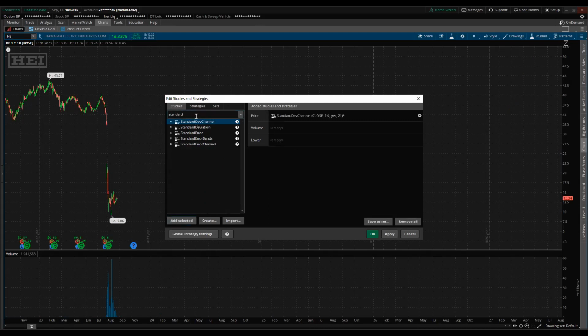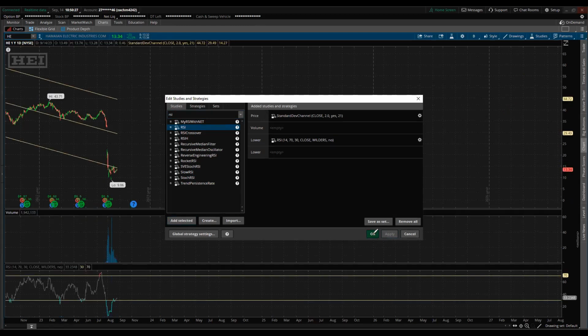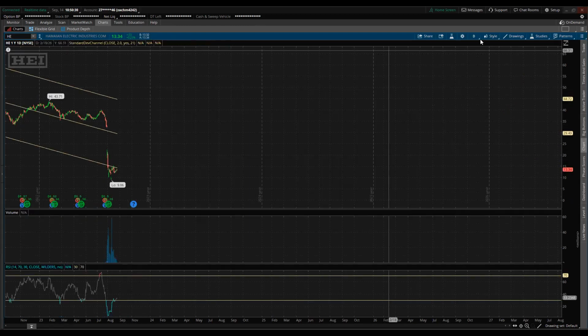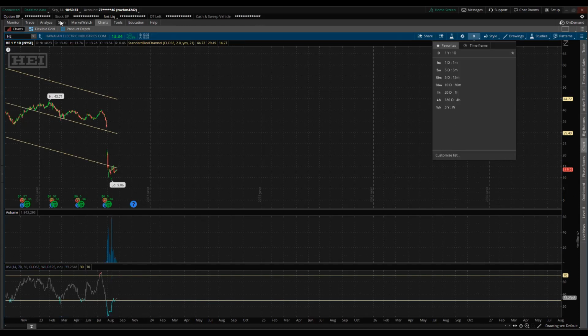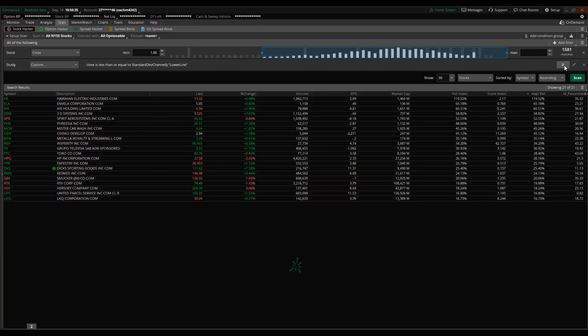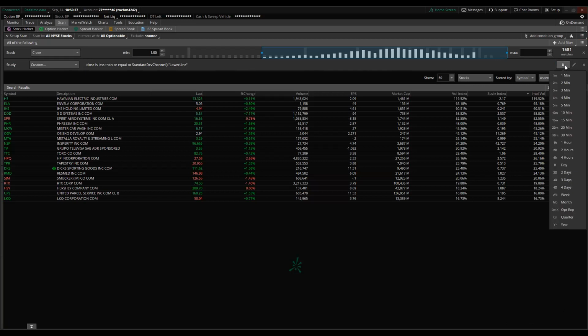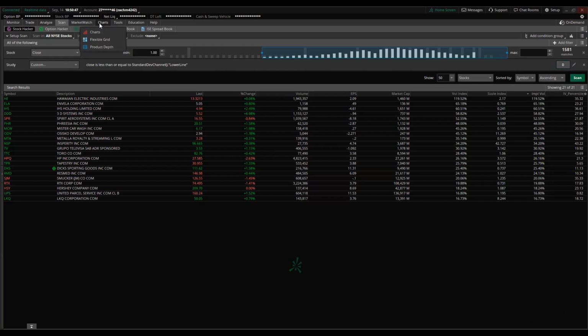You hit add selected. I also like to add on the RSI here. The RSI is your relative strength index, and this allows you to potentially see when stocks are overbought or oversold. I'll hit apply. One thing worth noting is that we are on the daily time frame right now, because our scan, you see this D button, is also on the daily time frame. If you wanted to adjust this to a smaller time frame, you could do that. But I like to use this on the daily time frame. You can change it to a 4-hour, a weekly, or a smaller intraday chart, such as a 15-minute.